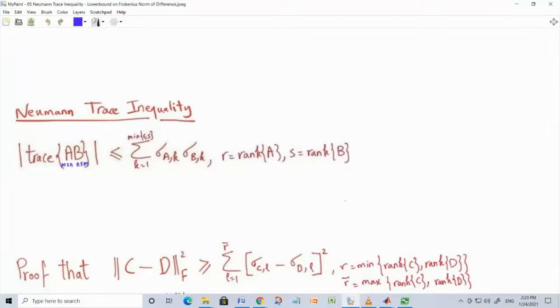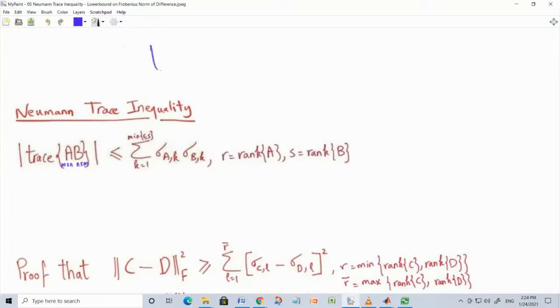Okay, one very useful inequality is the von Neumann trace inequality. It relates to the magnitude of the trace of a product of two matrices, and it gives an upper bound on that magnitude in terms of the singular values. I have an elementary proof of the von Neumann trace inequality in the notes. It's very nice, and you are advised to read it, but it depends on your time and other commitments. The proof is in the notes. It's a very cool inequality.